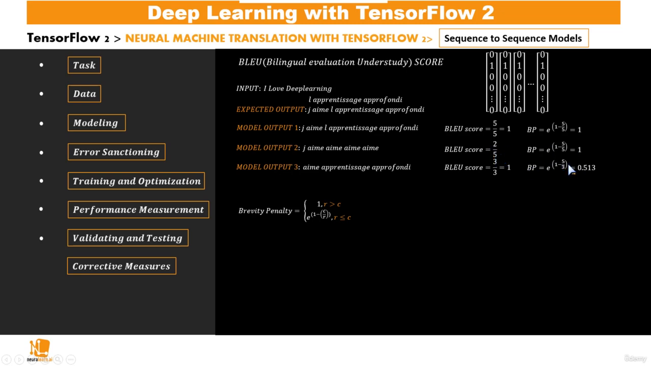And lastly, we have this brevity penalty of e to the power of 1 minus 5 on 3, because the number of words we have right here equals 3. So that gives us 0.513. And now the final BLEU score we have from here is not 1, but 0.513. So that's what we get for this model output 3. And this now tells us that the BLEU score for model output 1 is greater than that of the BLEU score for model output 3.